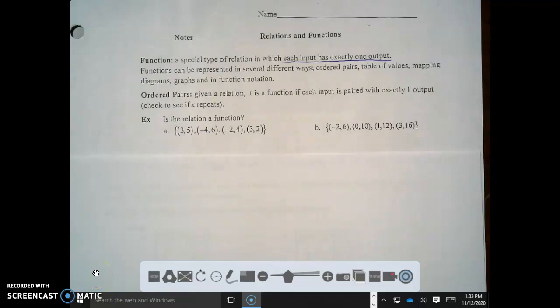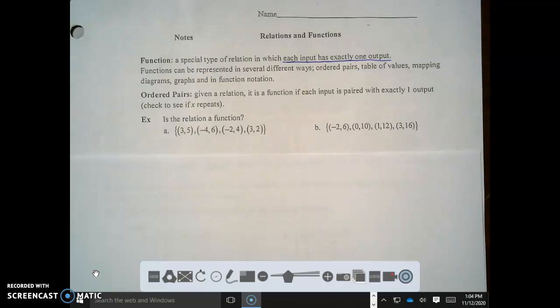As you can see, these are notes, and we're moving forward with our topic of relations, and we're going to add to that the word functions, which is really the bigger idea that we'll be talking about. So last time we just had to write a relation some different ways. Well, now we're going to identify if that relation is actually a function.